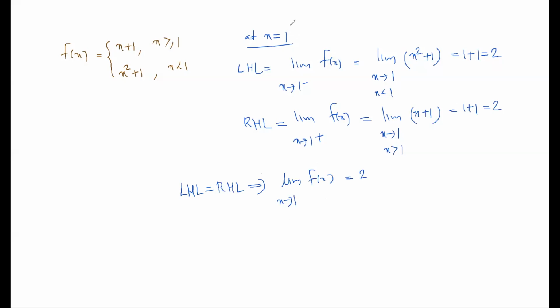बट लिमिट एक्सिस्ट करने से कंटिन्यूस नहीं होगा. सो उसी पॉइंट में, जो पॉइंट में चेक कर रहे थे उसी पॉइंट में फंक्शन वैल्यू क्या है, f of 1 when x is equal to 1. When x is equal to 1, you can see the function definition is x plus 1. So 1 plus 1, which is equal to 2.